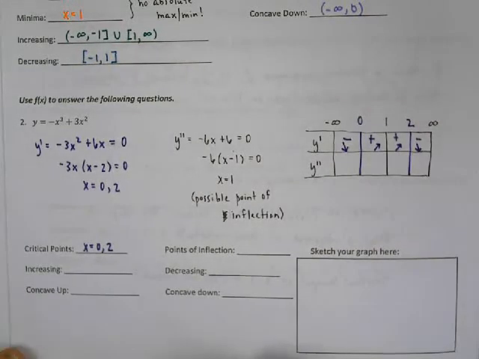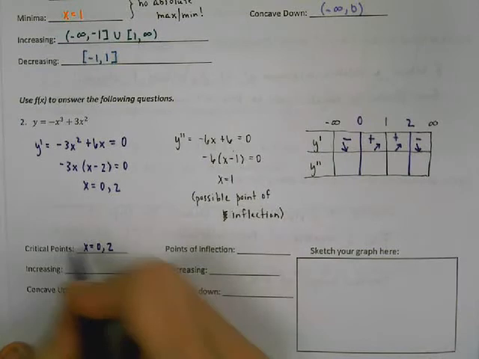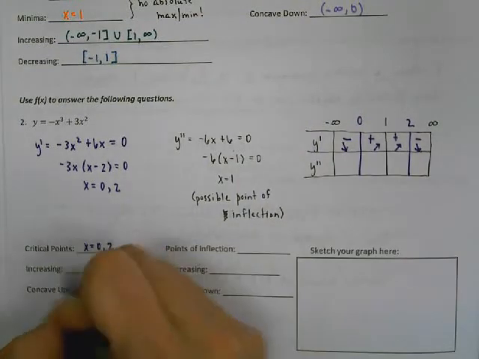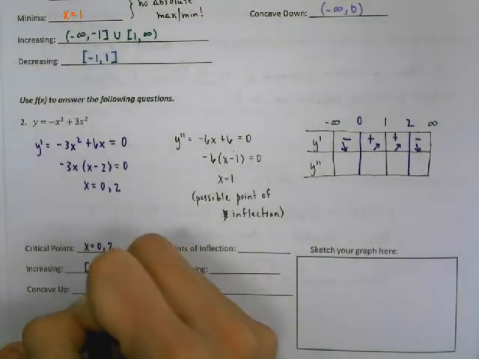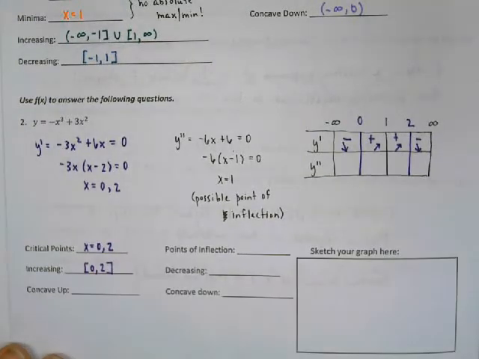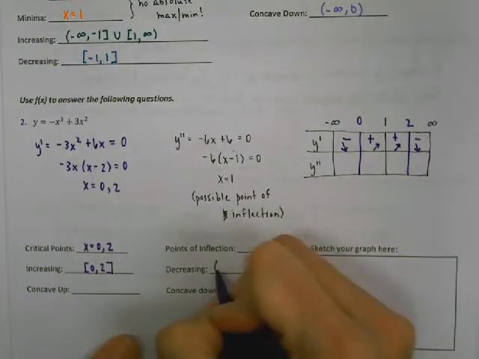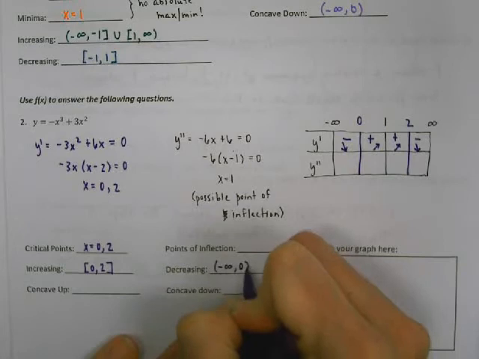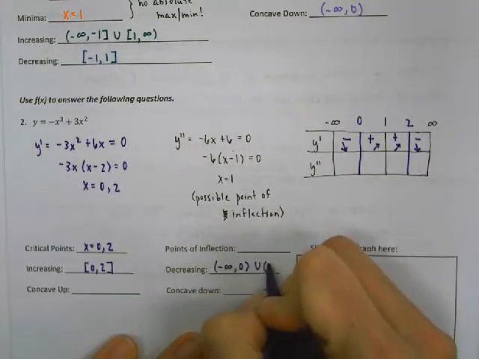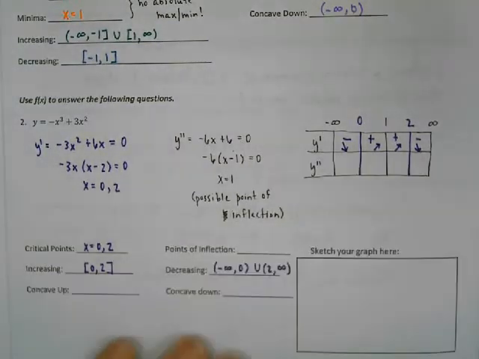So now I have my information on increasing and decreasing. So I'm increasing from 0 to 2. Again, I'm using closed intervals. And I'm decreasing from negative infinity to 0, and then again from 2 to infinity.